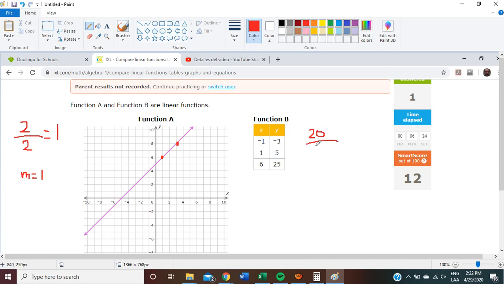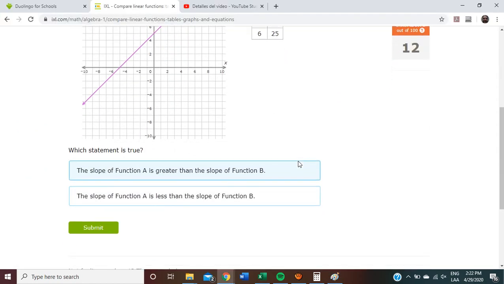6 minus 1 equals 5. So the slope here equals 20 divided by 5 equals 4. So the slope of this function is greater than the slope of this function. B is greater than A. All right? So the slope of function A is less than the slope of function B.